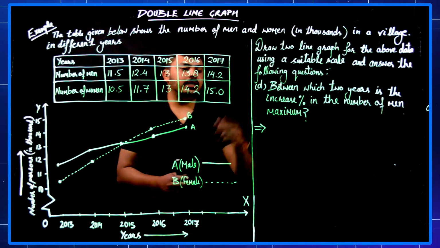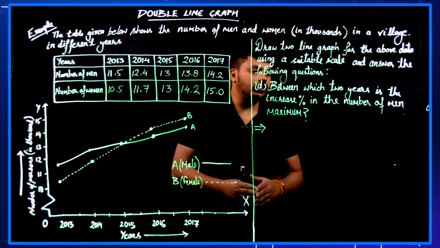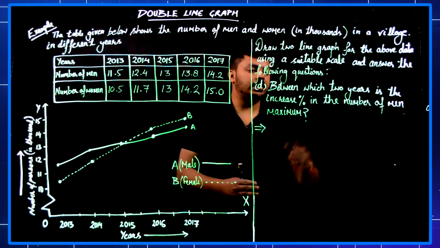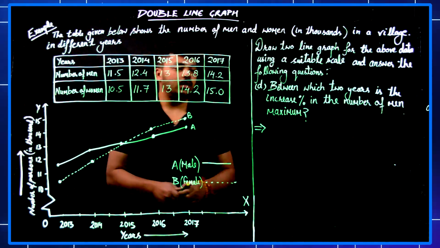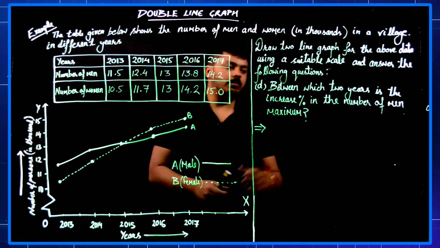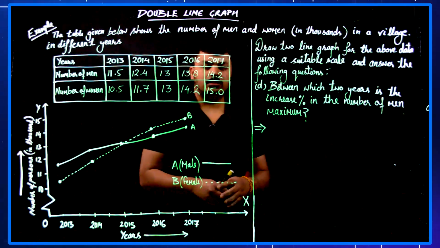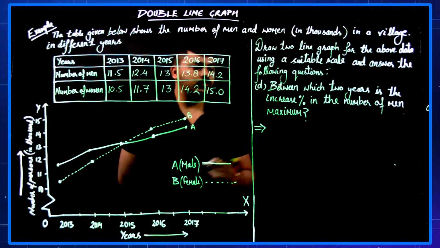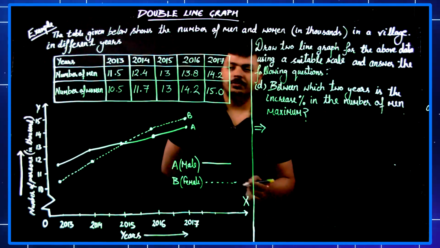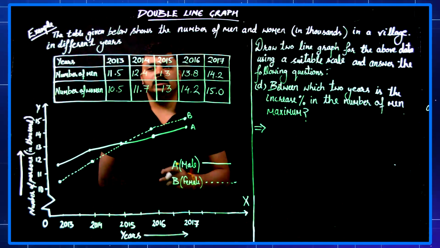Now let's see part D. Between which 2 years is the increase percentage in the number of men maximum? So we have to tell between which 2 years the number of men have increased maximum, that is, their increase percentage is maximum. So we calculate the increase percentage for the respective years.